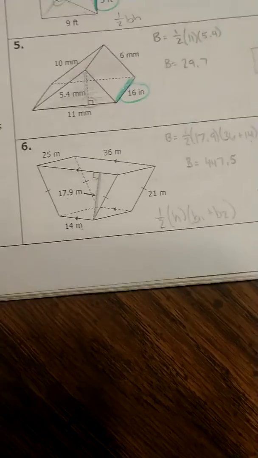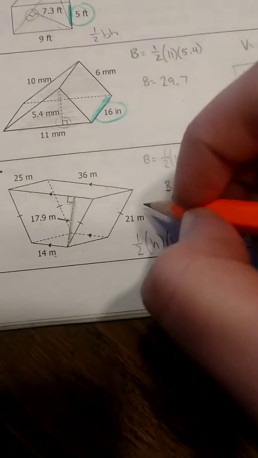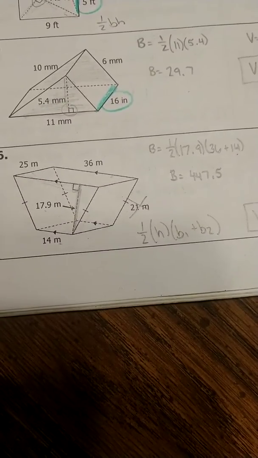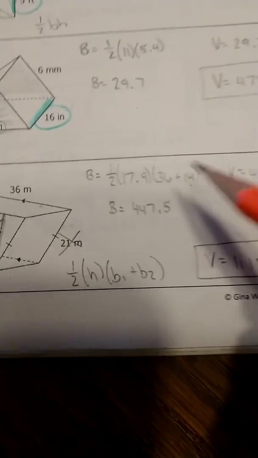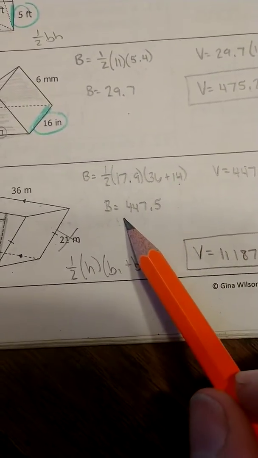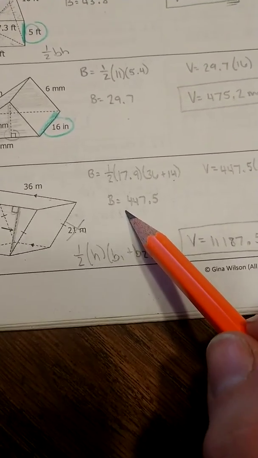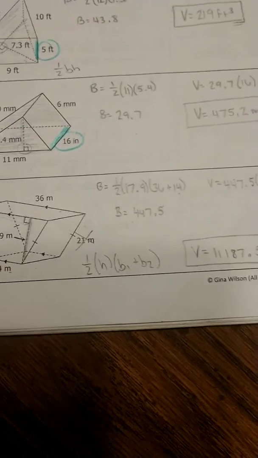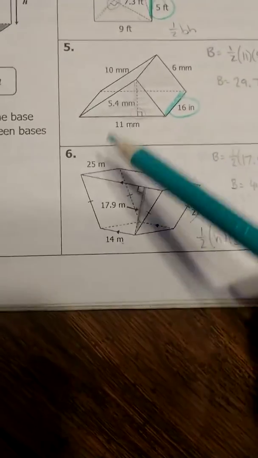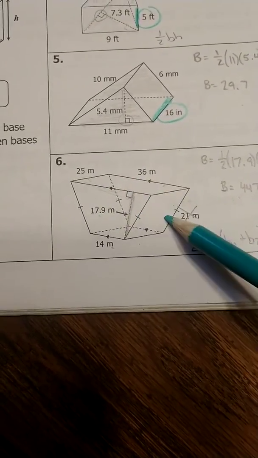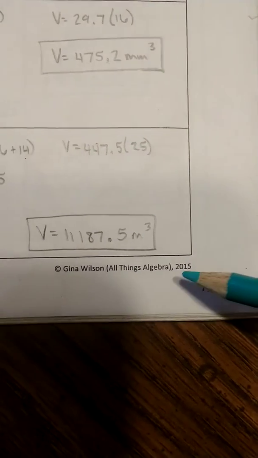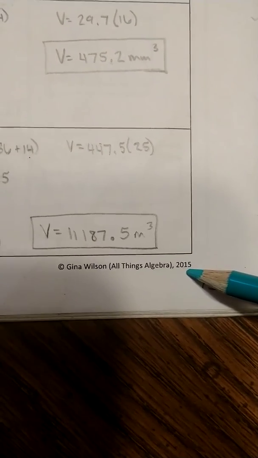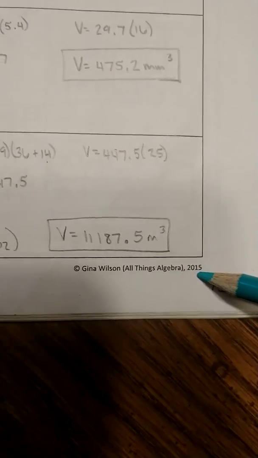So the completely unnecessary piece of information that you're given on this one is 21. You don't need that, not in the slightest. So 1/2 times 17.9 times 36 plus 14 gives you a base area of 447.5. Now you have to multiply that by the height of the figure, meaning base to base. So if you're going front trapezoid to back trapezoid, you're talking about this distance right here, 25 meters. Multiply the area of your base times your height, 1,000. No, that's 11,000. 11,187.5 meters cubed.